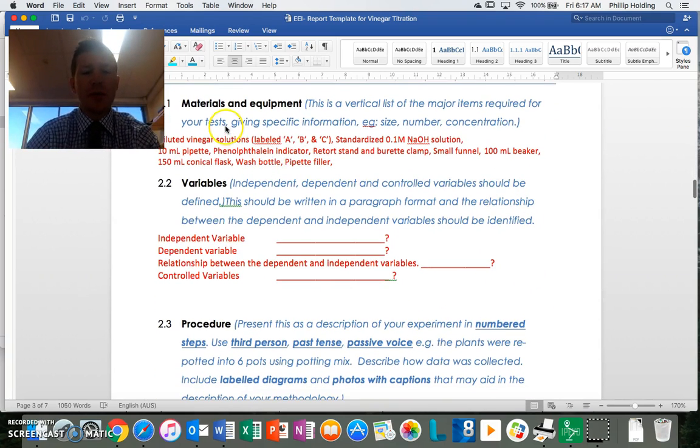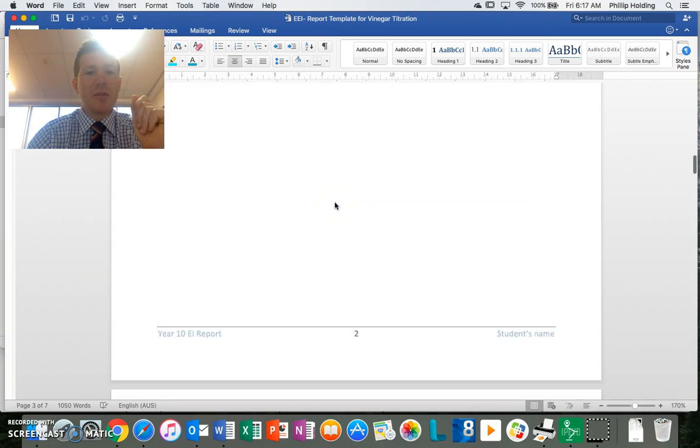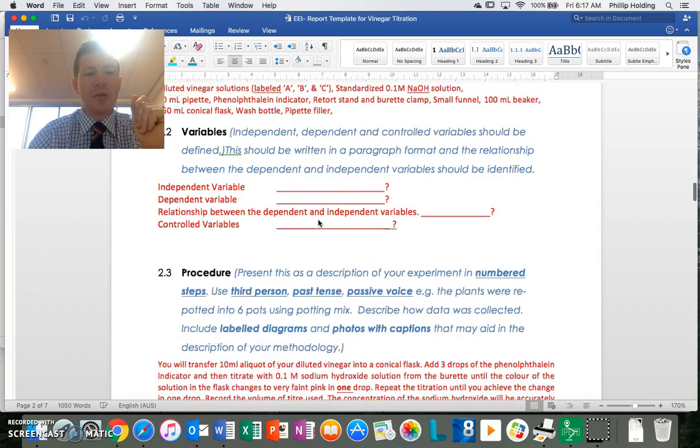Your method, materials and equipment, is all listed here. But remember, they need to be bullet points. Okay, so this is listed one after another. This is just for your benefit, but you need to then go and put it in correct scientific format, which is bullet points. Your variables, okay, identifying them. Identifying these will assist you in doing the hypothesis.